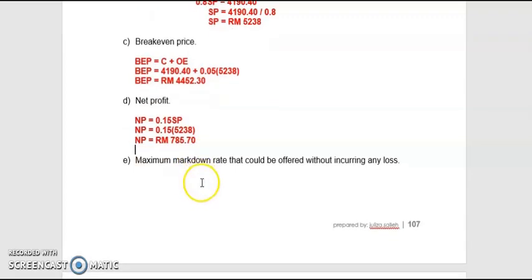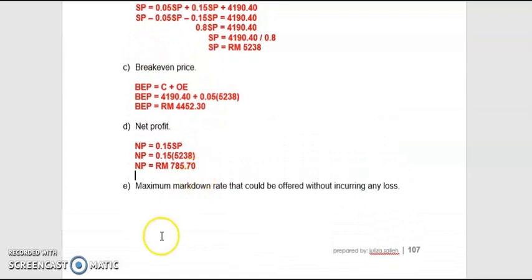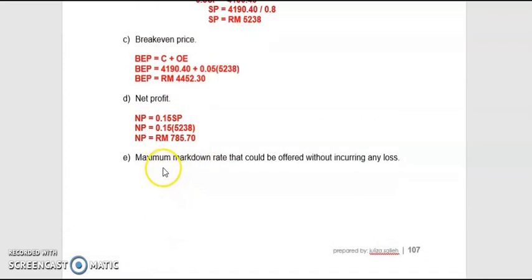Okay, last question. What is the maximum markdown rate? Markdown rate means that markdown percentage that could be offered without incurring any loss. So here, you need to know your break-even price first. Okay, so this is your minimum selling price. So what is our selling price? 5238. So meaning to say that you cannot sell below than break-even price. Okay, so if you sell below than break-even price, then you will suffer a loss.